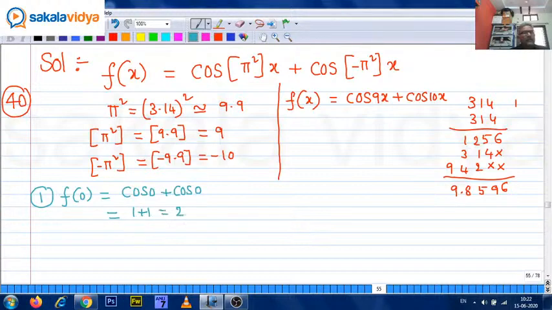But what is given actually? 1. 2 does not equal 1. The first option has been eliminated.